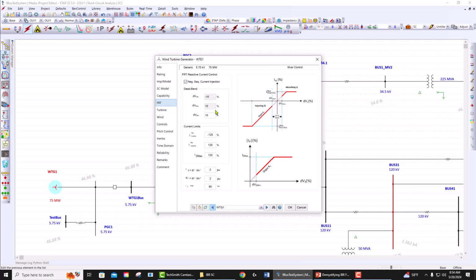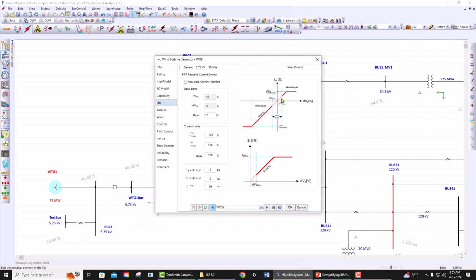Now, the top curve is for the positive sequence, and what it means is that if the voltage of this bus, or the IBR at its terminal, is within a certain deadband, typically plus minus 10%, the IBR is not going to inject anything specific to short circuit. It means that it's going to follow its load flow pattern. But if the voltage falls outside this deadband, the IBR is going to follow the curve and inject or absorb reactive power depending on the voltage level.